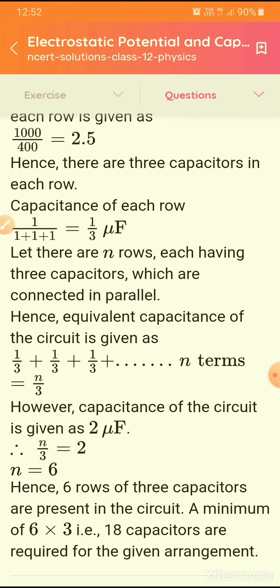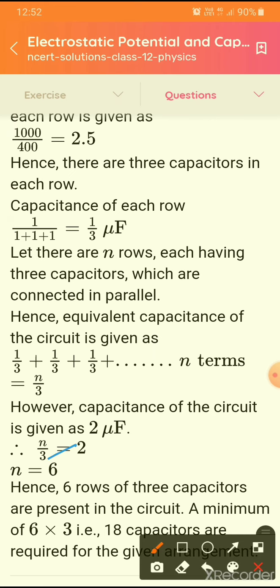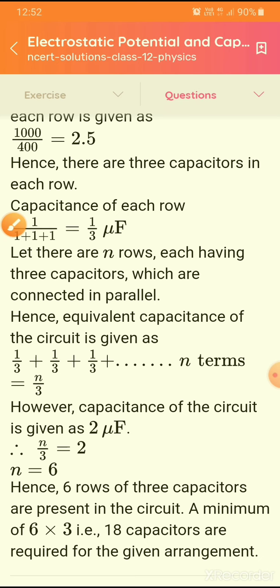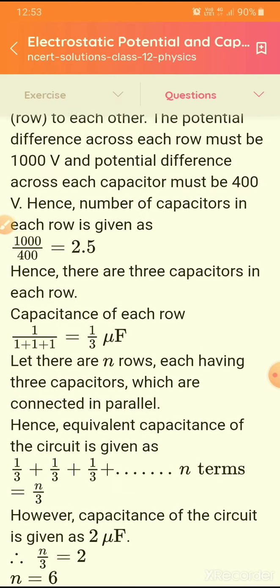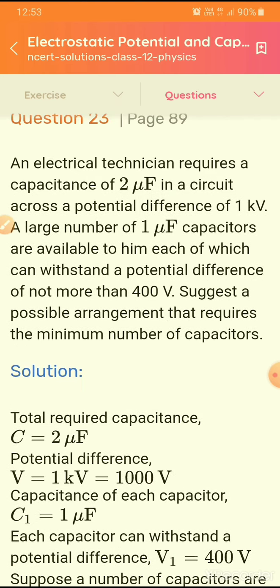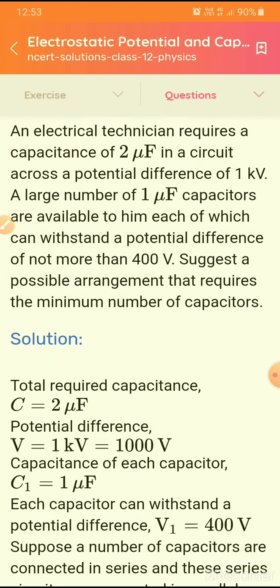If this 3 goes to the other side and is multiplied by 2, it gives you 6, so n is equal to 6. Hence 6 rows of 3 capacitors are present in the circuit. In each row we have 3 capacitors, and the total number of rows will be 6. So 6 into 3 gives you 18 capacitors required for the given arrangement to get 2 microfarads. That is the question asked here.